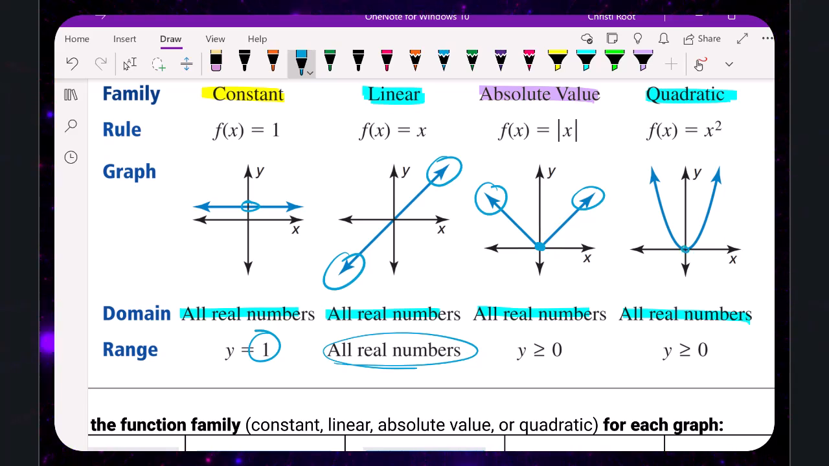Same thing with quadratic. They are both pointing up. Nothing is going to continually go down, so the range is limited. So you're going to have to look at that maximum or minimum. In this case, your minimum here is 0 on the y-axis, and your range is going to be everything 0 and above on the y-axis.